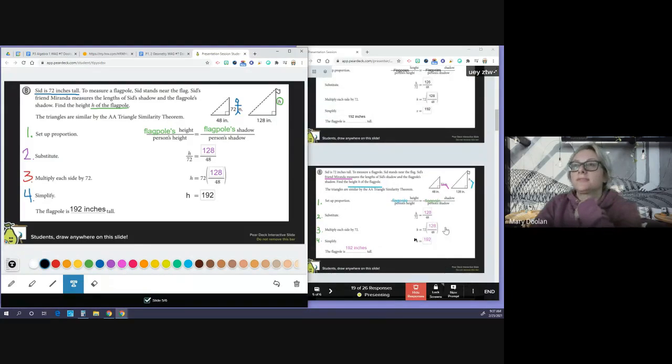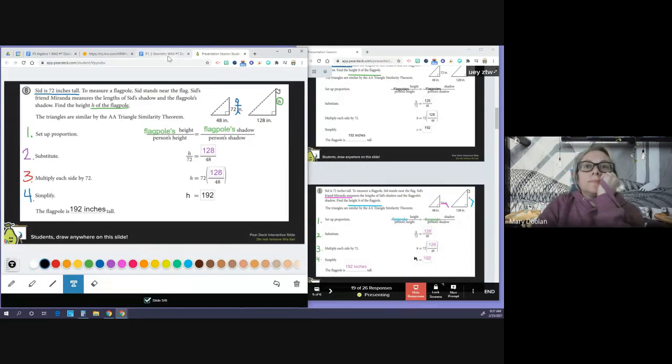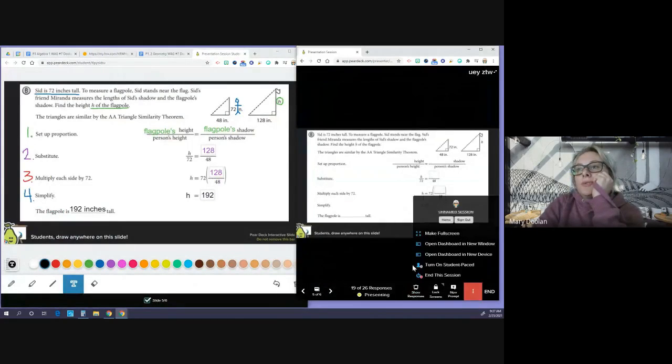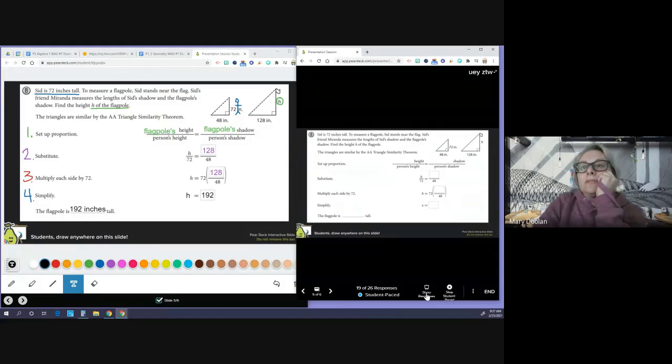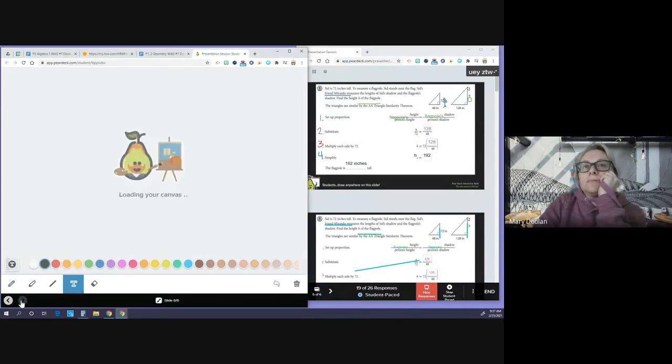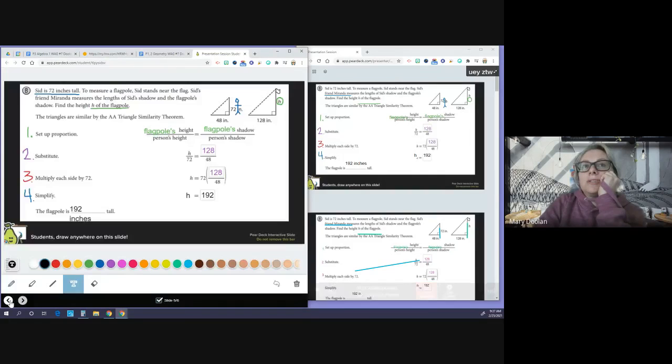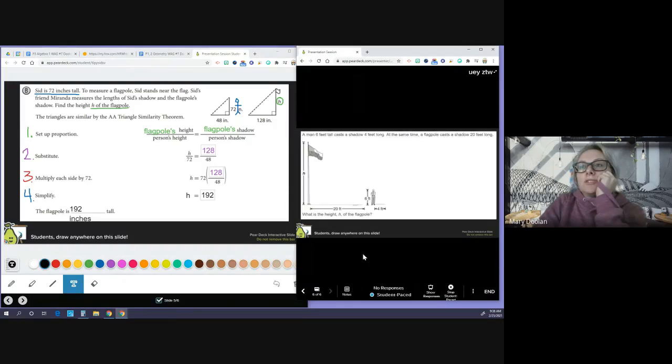All right, so I'm going to put you on student pace. Okay. And then we're going to go to the last slide, which is slide 6. I'll leave this here for a little bit longer, but I go to slide 6. It says a man 6 feet tall casts a shadow. And here we have an actual picture of a man, much better than my stick figure. Shadow 4 feet long. At the same time, the flagpole casts a shadow 20 feet long.